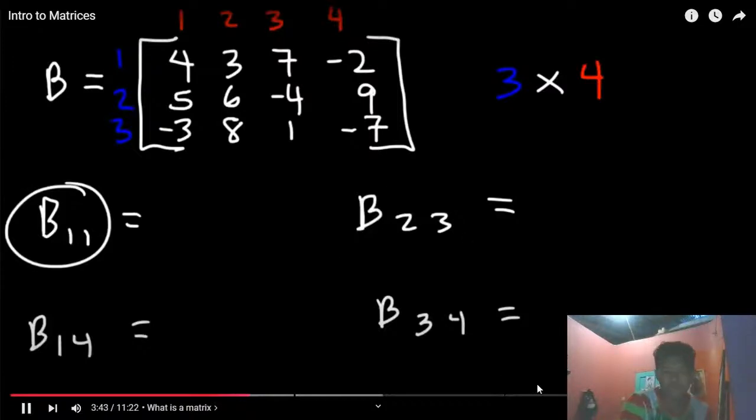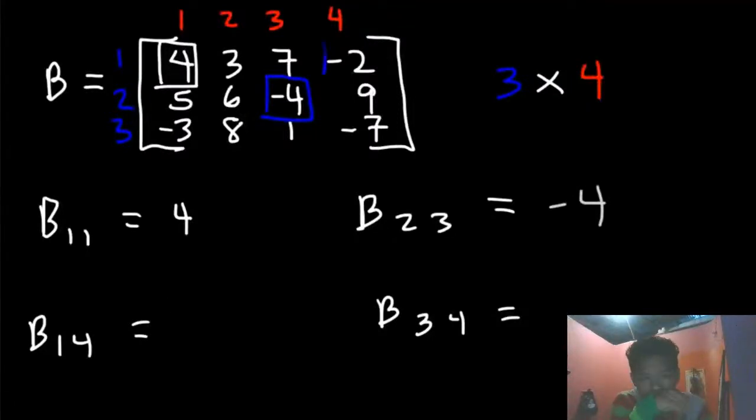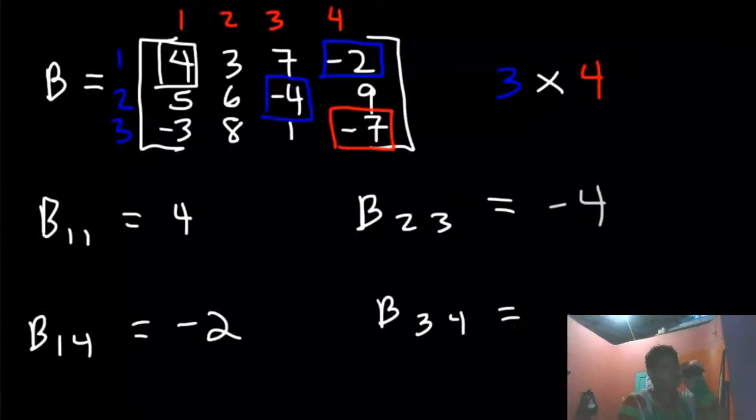So B11 is in the first row, first column, so that has a value of 4. Element B23 is in the second row, third column, so that has a value of -4. And then element B14 is in the first row, fourth column, so that's equal to -2. And element B34 is in the third row, fourth column, so it has a value of -7.